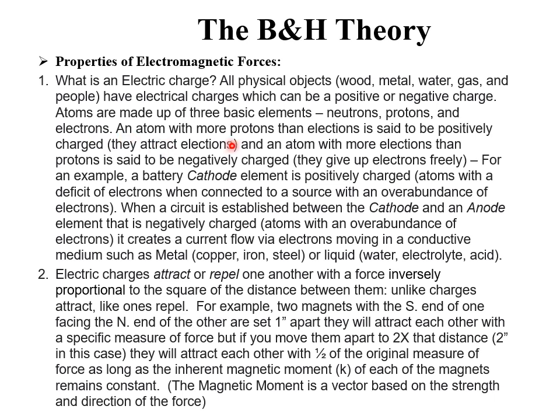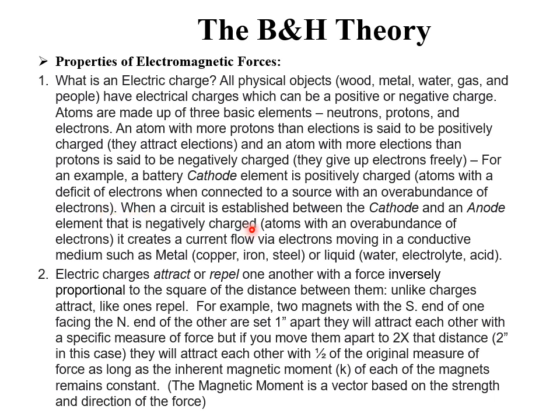An atom with more protons than electrons is said to be positively charged. They attract electrons. And an atom with more electrons than protons is said to be negatively charged. They give up electrons freely. For example, a battery cathode element is positively charged. Atoms with a deficit of electrons, when connected to a source with an overabundance of electrons, all right.